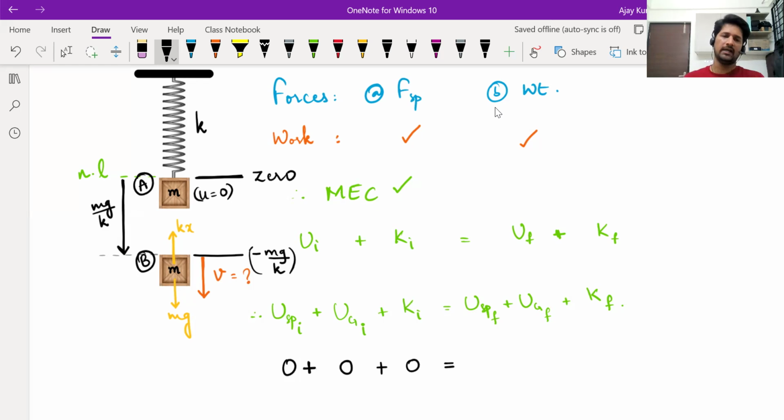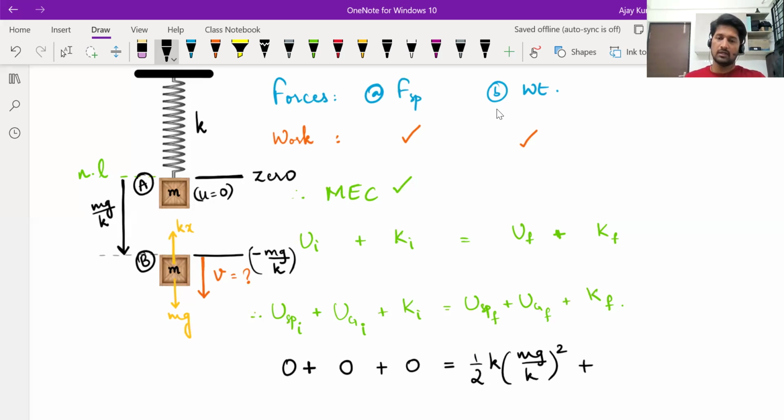Now one of you tell me, how will you write the formula for final spring potential energy? How will you express the spring potential energy after the block comes down? Sir, half kx square. Half kx square, correct. What will you substitute in place of x? How much is the deformation in the spring? mg/k. Correct. So half k into mg/k whole square.